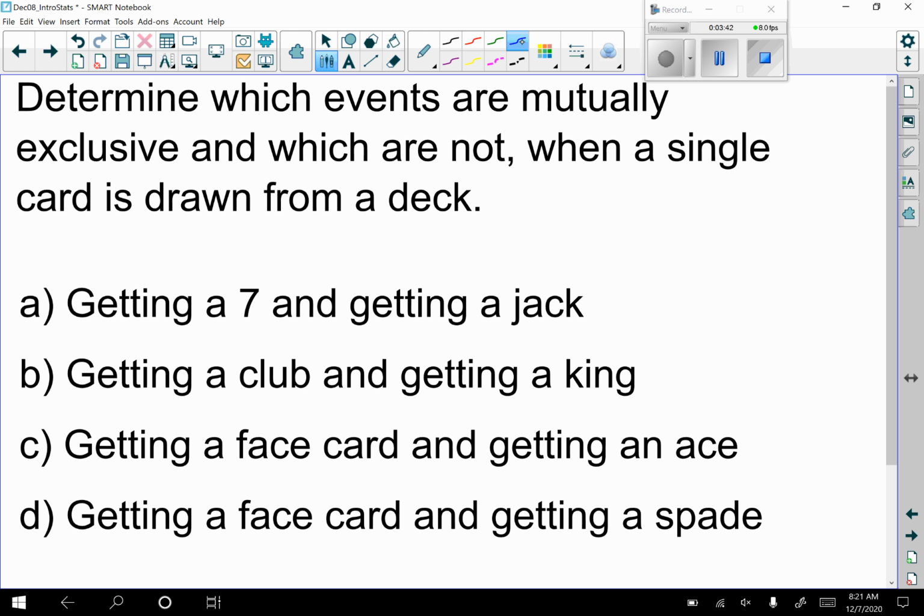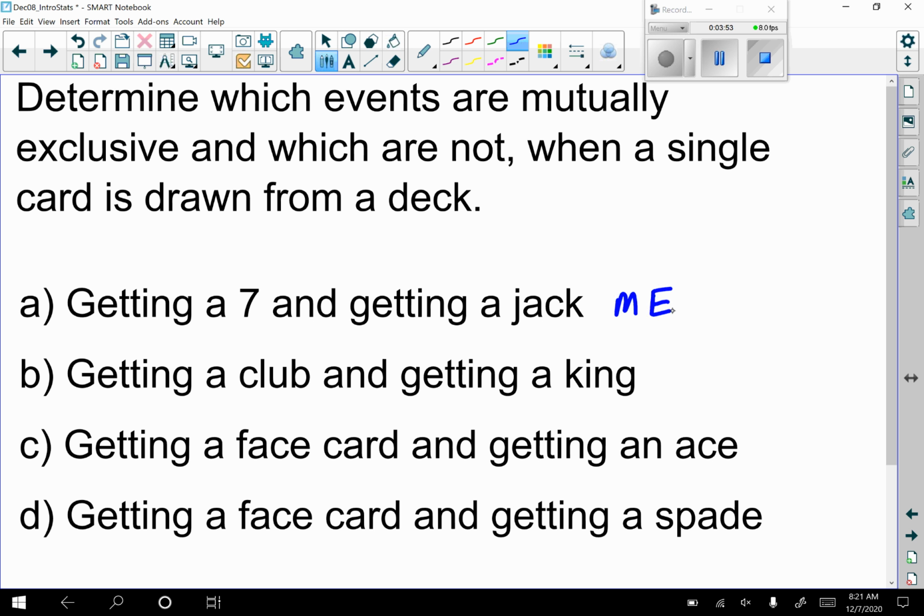So for A, getting a 7 and getting a jack, is there a card that has a 7 and a jack on the same card? No, so these would be mutually exclusive. So we could just put ME, mutually exclusive. For B, getting a club and getting a king, well, is it possible to get a card that's the king of clubs? Yes, so this would be not mutually exclusive.